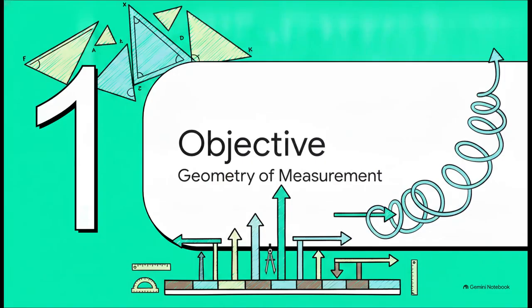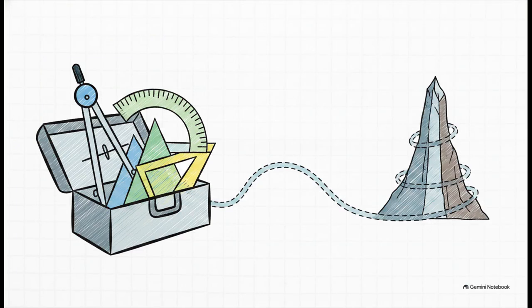Section 1. Objective. The geometry of measurement. Our main goal for this explainer is to connect special triangle segments and proportional relationships so you can completely master indirect measurement. Look, we aren't just memorizing abstract shapes on a page today. We're actually building a powerful mathematical toolkit that has real practical utility in the real world. By the end of this, you're going to be able to unlock distances you literally can't measure directly.